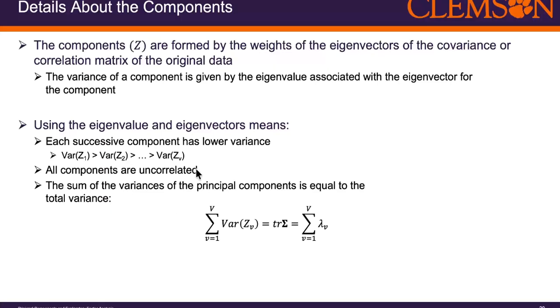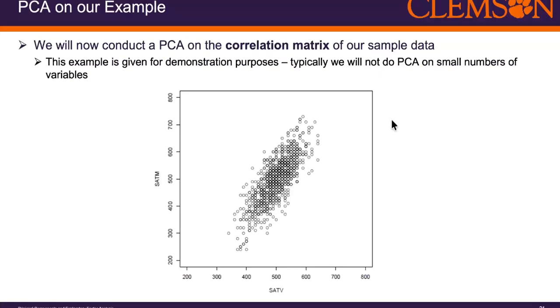And when we couple that with knowing that each successive component has lower variance, and the fact that all components are uncorrelated, we can show that the sum of the variances of the principal components is equal to the total variance, right? The sum of all those variances turns out to be the trace, which is the sum of the eigenvalues. Now, let's take a look at PCA with our correlation matrix. So we take that correlation matrix with the SAT Math, SAT Verbal. And again, this is for demonstration purposes to sort of understand what the process is doing.